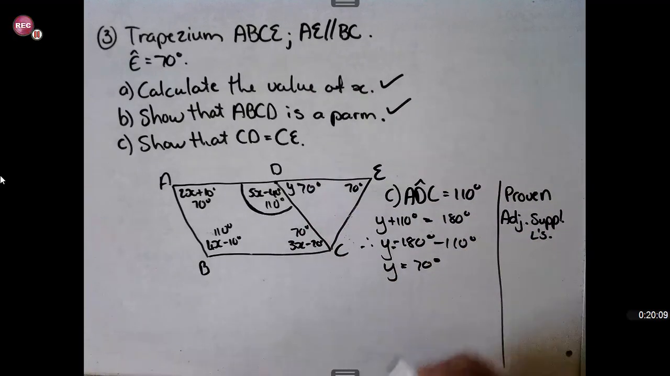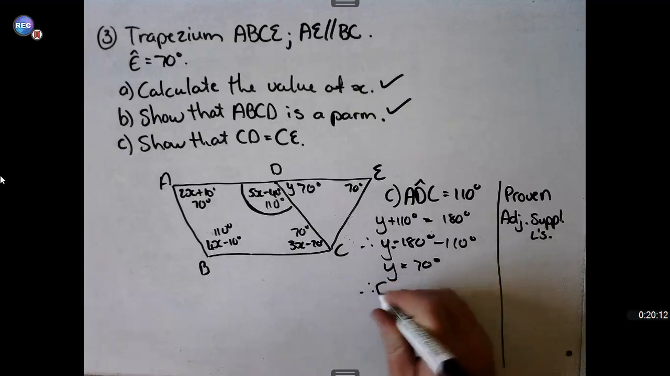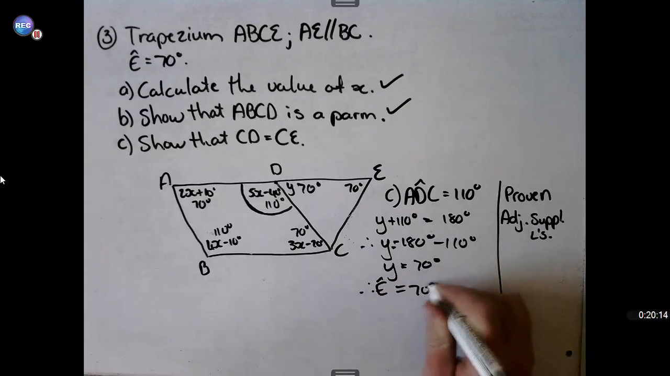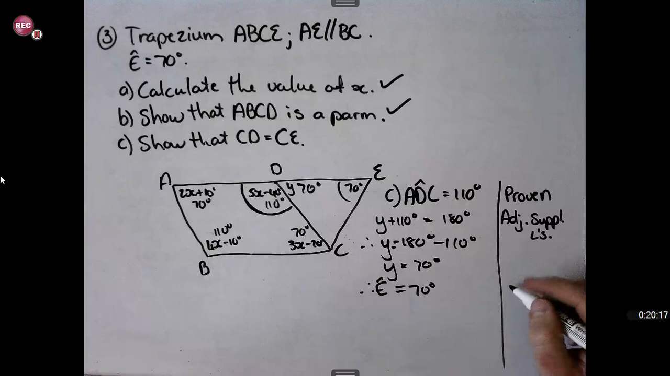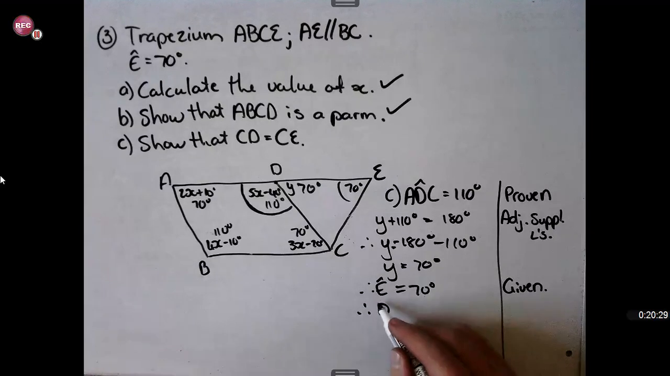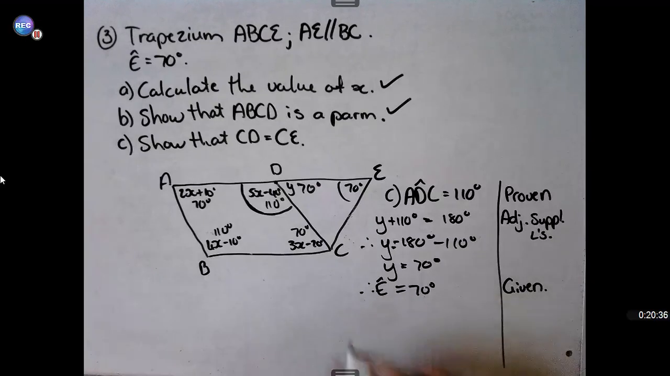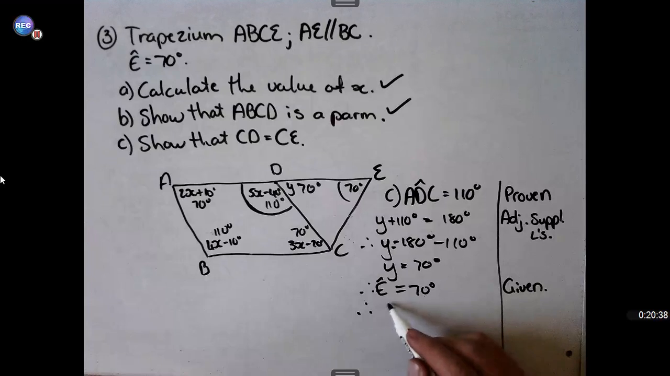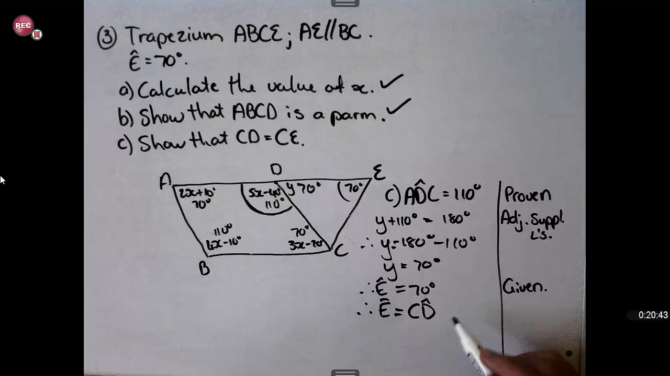Then the other statement that you need to make is therefore that angle E is equal to 70 degrees, angle E, and that was given to you. So now I can go and make the conclusion. So therefore, angle D, or rather not angle D, let me put it this way. Therefore angle E is equal to angle CDE.